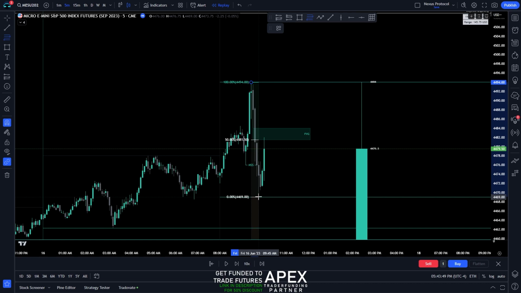keep this fib drawn as price is moving. So as soon as it makes another low, then we draw our fib at 50%. Up here is a premium, which is excellent for selling to go short. You want to sell at a high price.